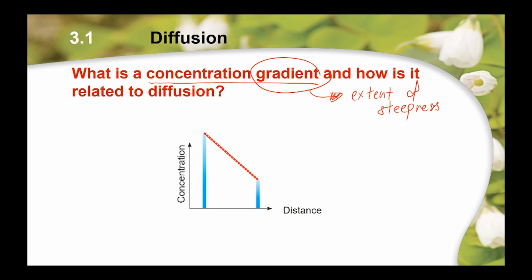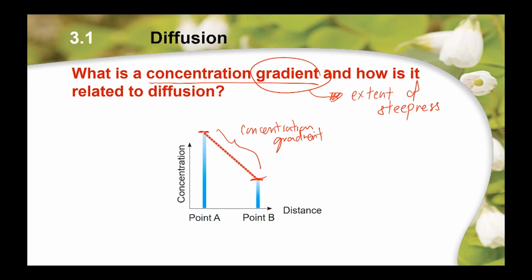Likewise over here, why is there a gradient? There is a gradient because in diffusion, we're looking at two different regions of concentration. At point A, there's a higher concentration, whereas at point B, there's a lower concentration. This difference is what we term a concentration gradient. Because of that, particles can move from point A towards point B.